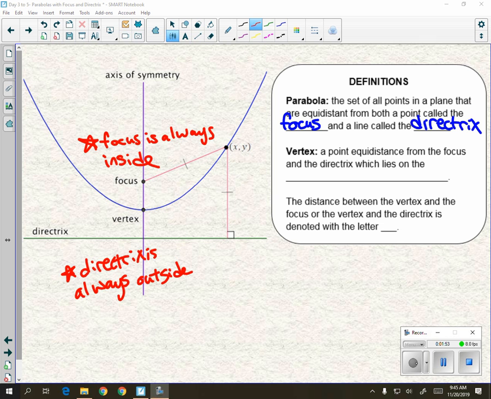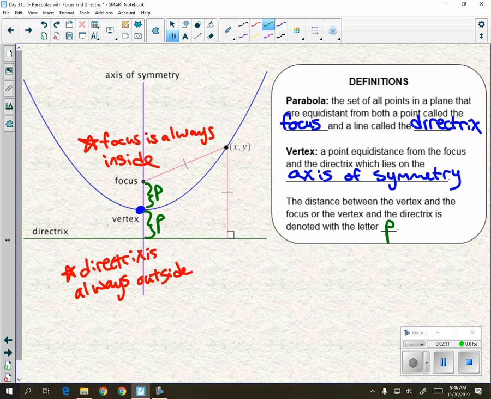Now, the vertex is a point equidistant from both the focus and the directrix, and it specifically lies on your axis of symmetry. We also know the vertex to be the turning point. At the vertex, the distance to the focus, and from the vertex, the distance to the directrix has a special relationship. We use this distance so frequently that we call it the letter p.